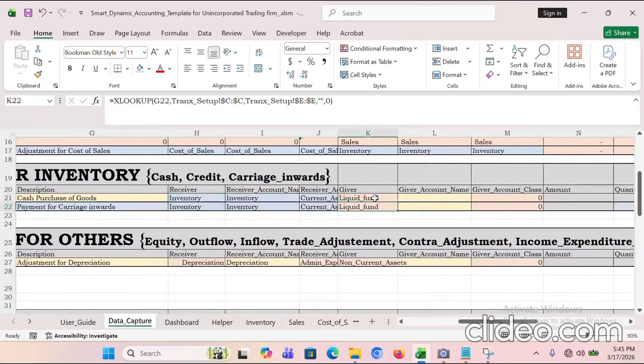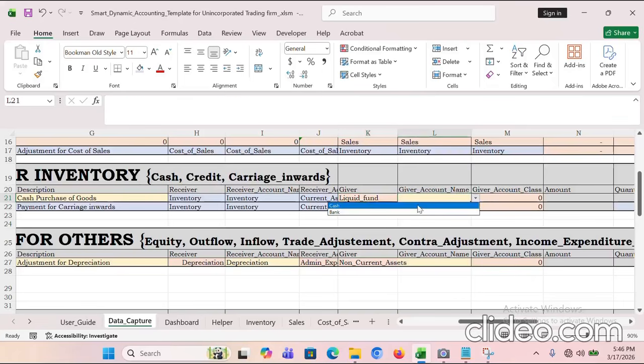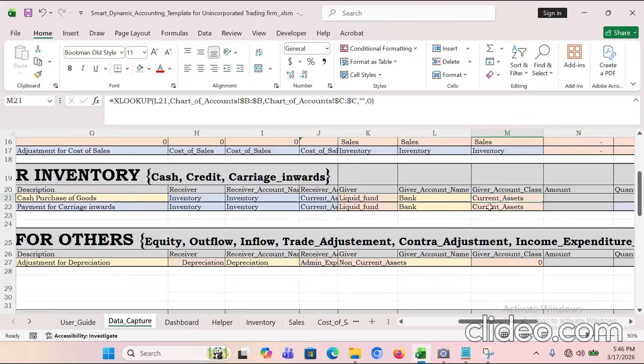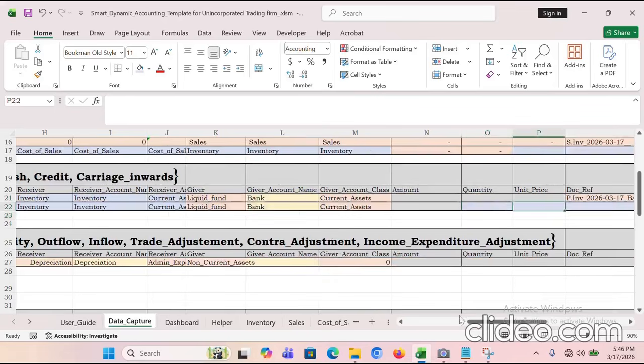And this is auto generated. The receiver for the purchase is inventory, and the same receiver for carriage inwards is also inventory. Now the giver: for the purchase, did we use cash or bank to make the purchase? Let's see the options that are available. We have either cash or bank. Let's assume we use bank. So I'll select bank. Same thing for the carriage inwards. Did we use cash or bank? Let's assume it's bank. It auto populates the account class. Both of them, both bank, are current assets under the giver side of the accounting entry.